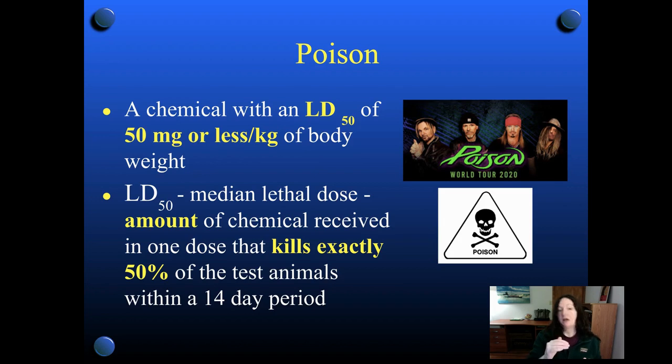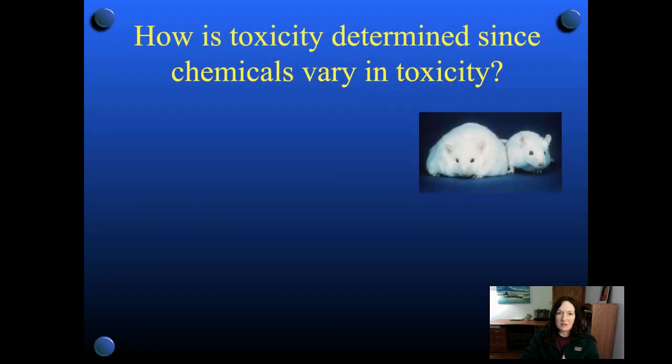It's 50%. So the LD50 or median lethal dose is the amount of chemical received in one dose that kills exactly 50% of test animals within a 14-day period, which is a very unfortunate way that we use to test the LD50, by testing on animals. Generally, a product that says it's not tested on animals is not going to have toxic substances in it, or it's going to have things that are known not to be toxic, because you have to test the toxicity to be able to say something is safe or safe at certain levels. So anything that is free of animal testing is most likely free of poisons as well.